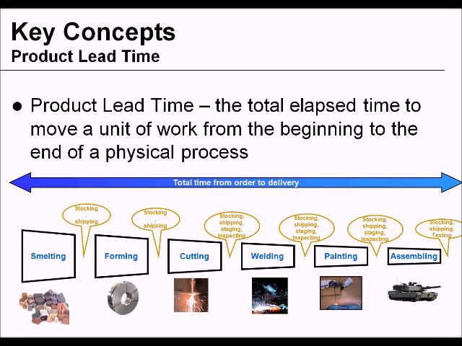Product lead time is another thing you'll hear about. Basically, lead time is the total time that it takes for a unit or product or a service to go from the beginning to the end. So that's what the lead time is called. And within there, you have a lot of value added things like the smelting, the forming, the cutting, the welding, the painting, assembling. All of that is part of it, but you also have a lot of waste, and that's the stocking and the shipping and the inspection and just a lot of different things that add costs that can be unnecessary.